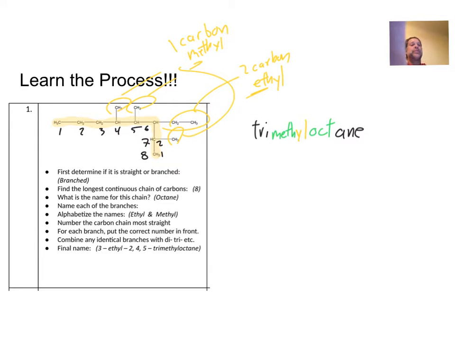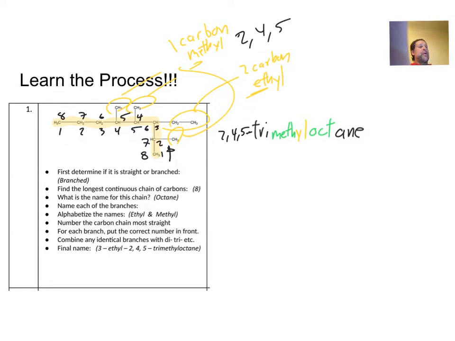If I'm going to number, again, we have to check 1, 2, 3, 4, 5, 6, 7, 8, or 1, 2, 3, 4, 5, 6, 7, 8. I'm going to number closest to the first branch, so I'm going to go in this direction here. I'm going to note that my methyls are on the 2nd carbon, the 4th carbon, and the 5th carbon. So it's going to be a 2, 4, 5 trimethyl.